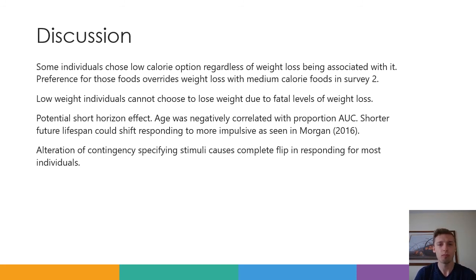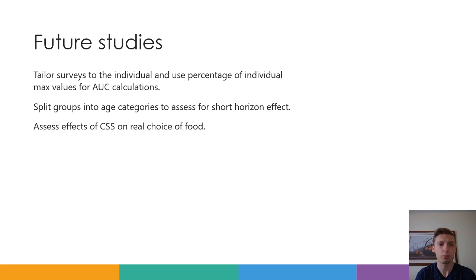Again, for some other future studies, I think splitting groups into age categories could help offset some of that short horizon effect, and compare responding between different age groups to see if that keeps results within groups more in line with what we'd expect, and not have the short horizon be the variable that affects impulsive responding.